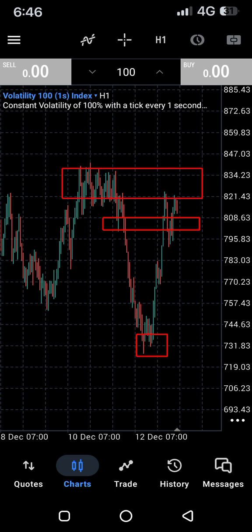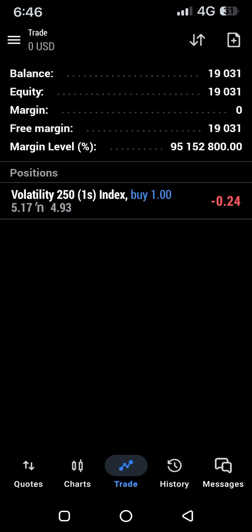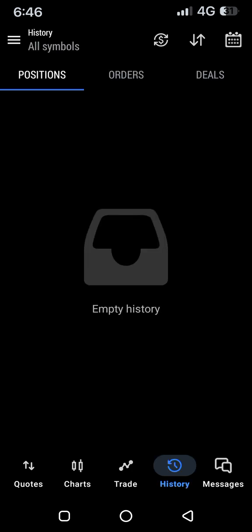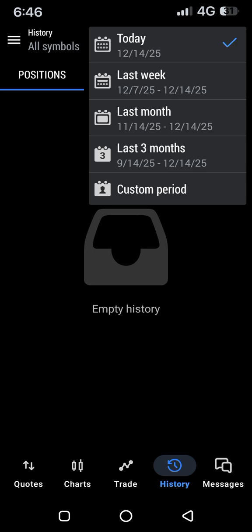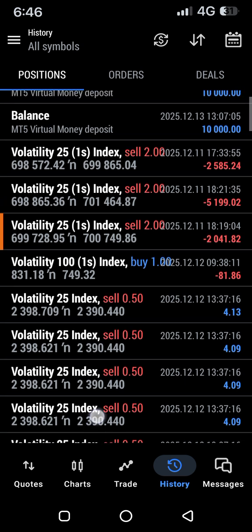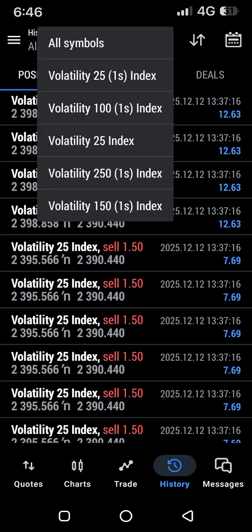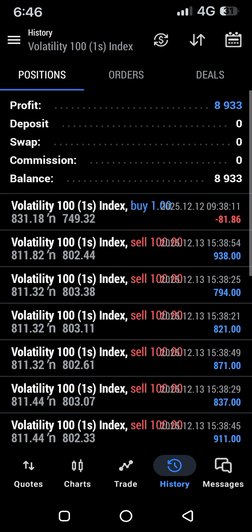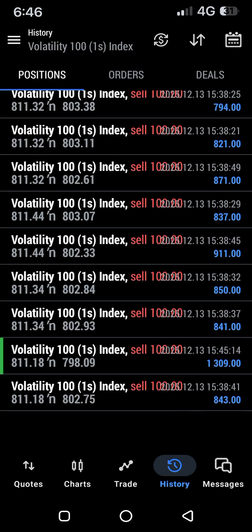For instance, if you go here to trades, you see that I made close to 20k from this setup. If you go to history, last week, if you go to this pair V100 on X, you see that I made over 8k from that trade yesterday. I was selling and it sold. It was a very nice simple trade.